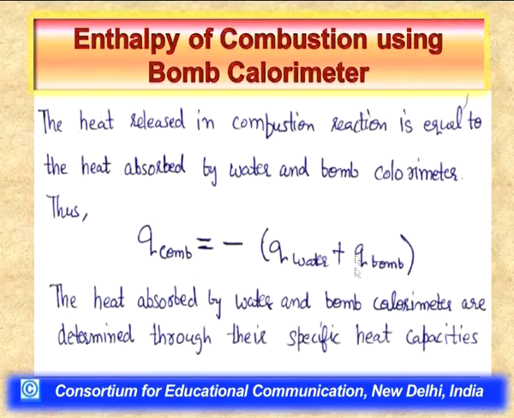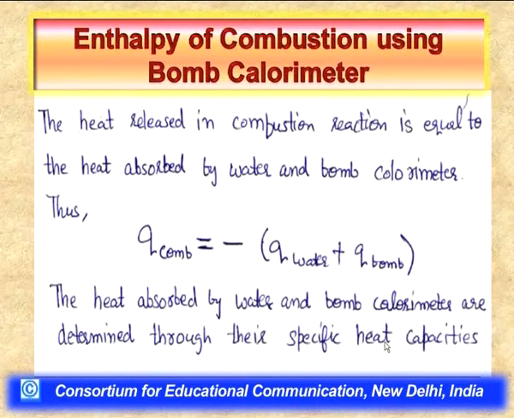So, the heat that is evolved in the combustion process is equal to the heat absorbed by water and bomb. A negative sign is applied because here it is evolved and here it is absorbed. The absorbed quantities are positive, and when multiplied by a negative sign, they give a negative quantity for Q comb, the heat evolved in the combustion process.